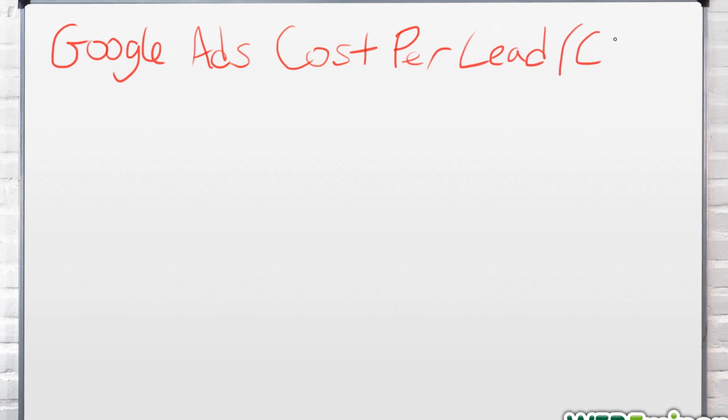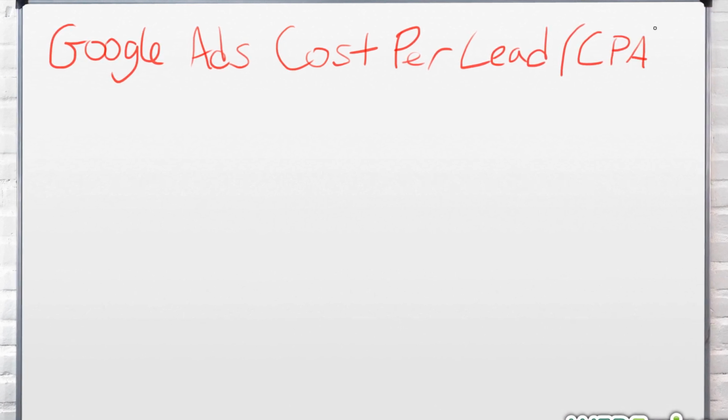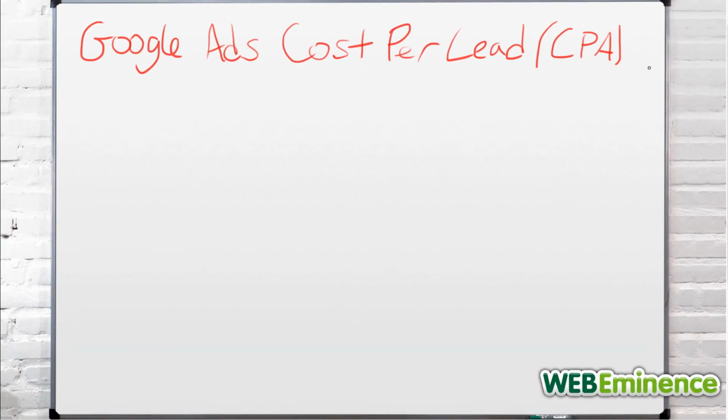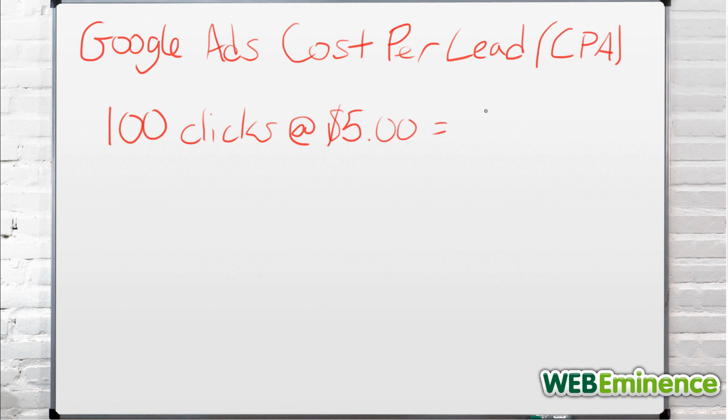So let's just use some round numbers as an example to explain cost per lead or cost per acquisition. Let's just say you got 100 clicks for $5 each for a total cost of $500. And let's also assume that you got a 5% conversion rate. So a conversion is a positive action on your website, like someone filling out a form, calling you, or purchasing.